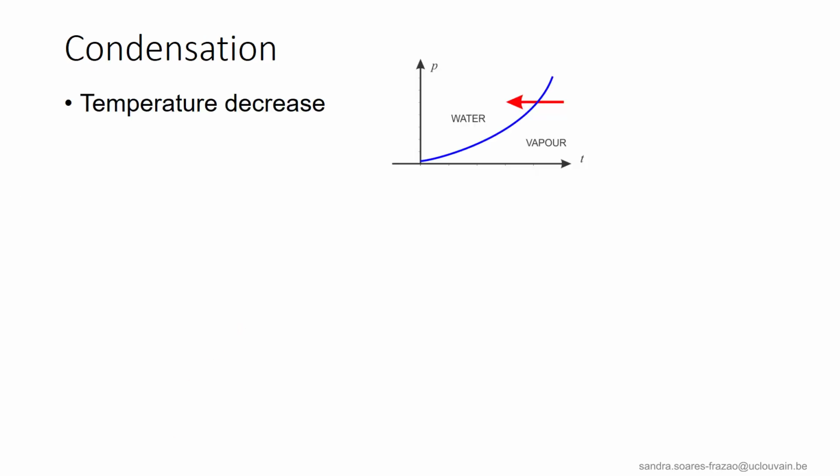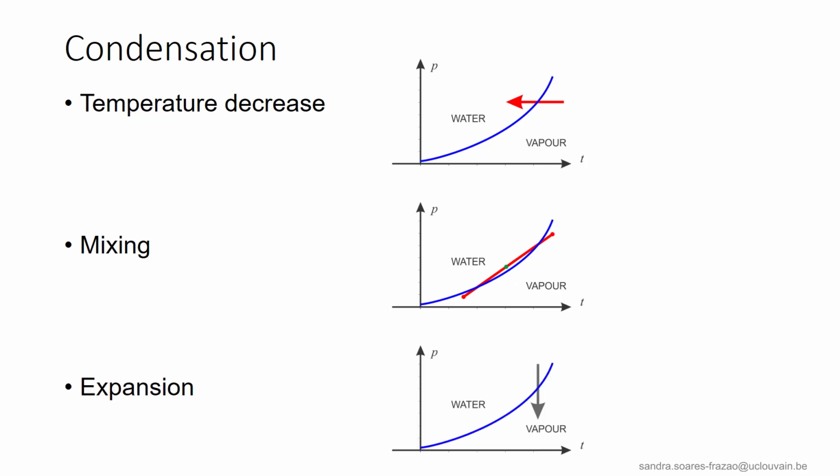So we can summarize the 3 mechanisms leading to condensation. First, a simple temperature decrease. Secondly, the mixing of 2 masses of air at different temperatures. And the third mechanism is expansion.